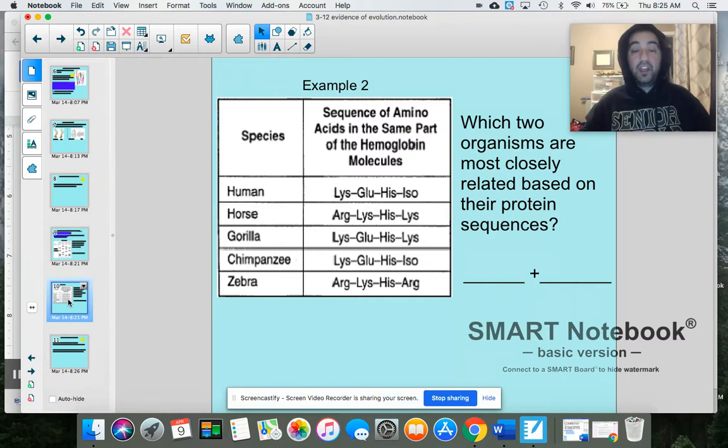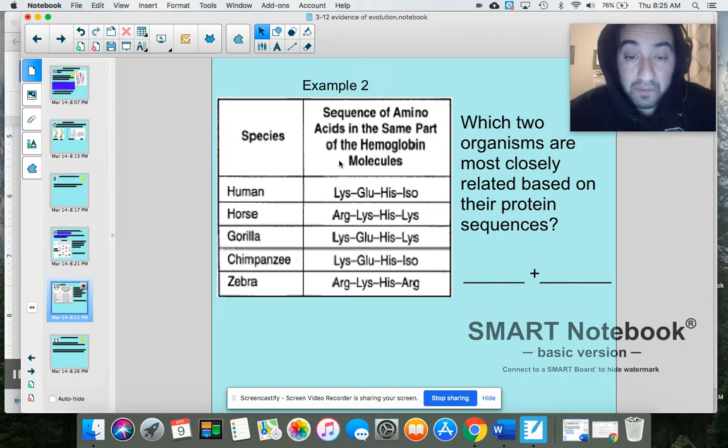All right. So we have species, right? We have human, horse, gorilla, chimpanzee, and zebra. And then for each species, we have the sequence of amino acids of some part of the hemoglobin of the red blood cells of those molecules. So the question asks which two organisms are most closely related based on their protein sequence. Which two organisms have pretty close to exactly the same amino acids?